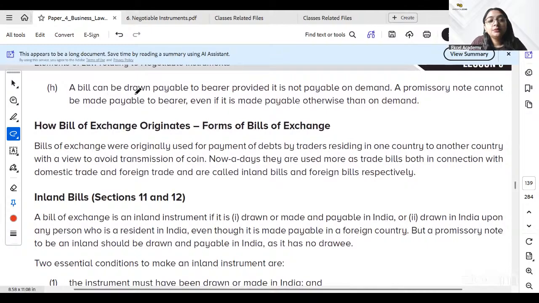Then we had: a bill can be drawn payable to the bearer provided it is not payable on demand. Promissory note, you cannot make it payable to the bearer. Bearer is who? Bearer is the holder of the instrument.